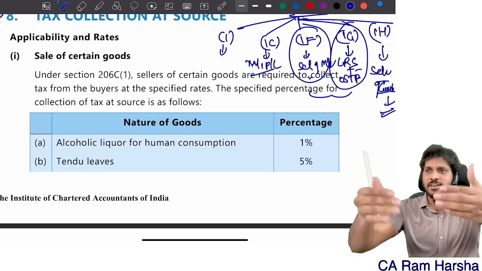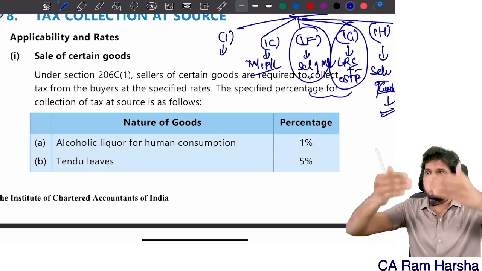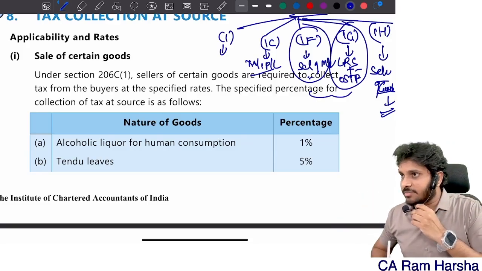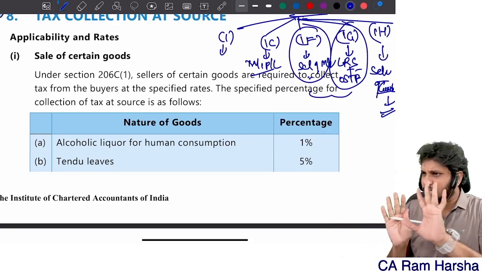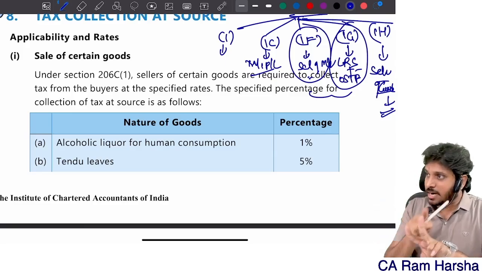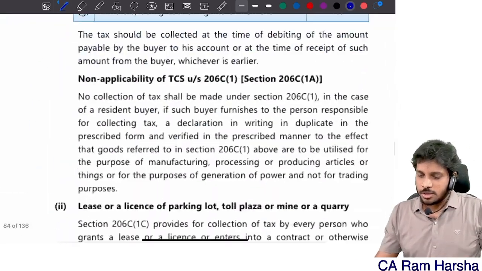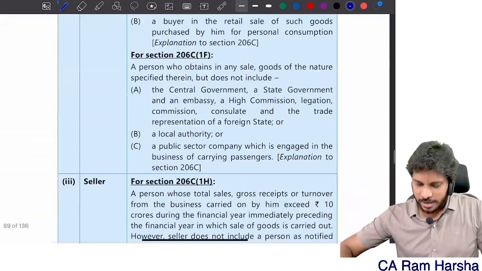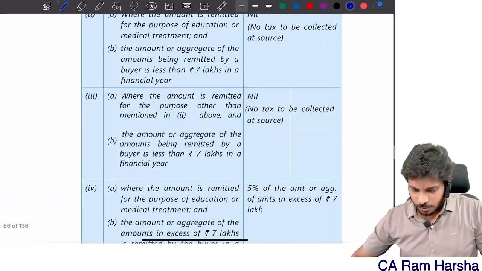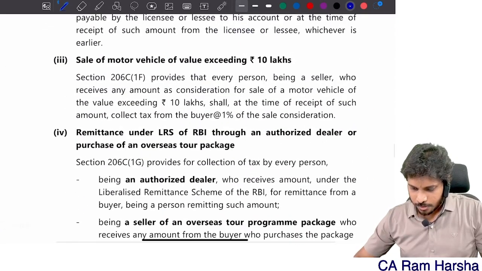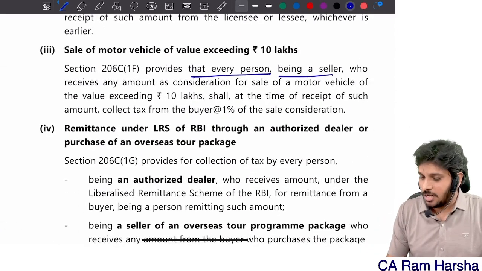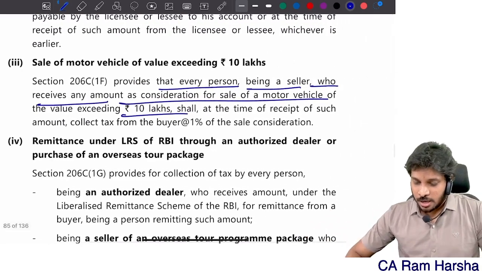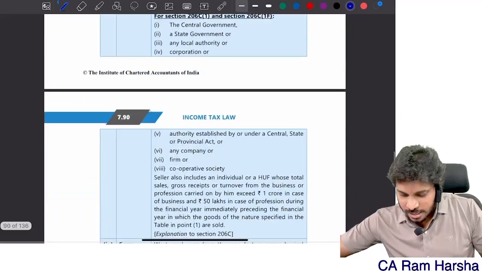Clear? On that they have given some questionnaire. They have given some question and answer. CBDT clarification they have given. When this is applicable, when this is not applicable, all that they have given as questions. Getting it? So that you just check it out later. The interpretation part I will tell you. Now, okay, I will explain that also, not an issue. 1F. Every person being a seller who receives any amount as consideration shall collect at what rate? 1%. For this, there is a questionnaire which is given at the last.